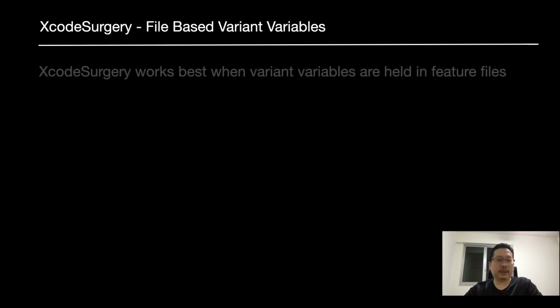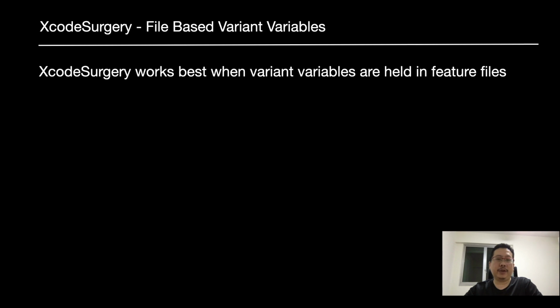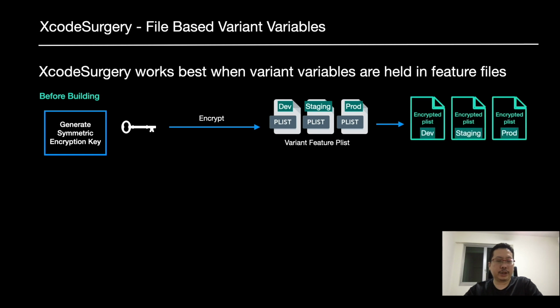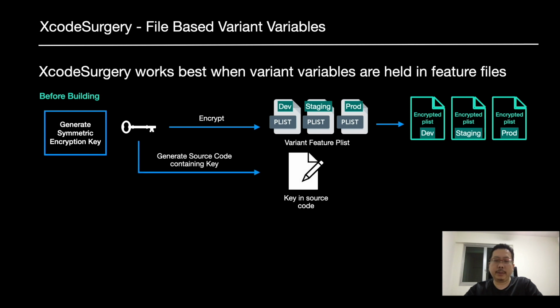XcodeSurgery works best when variant variables are held in feature files. Here's my humble suggestion on one way of achieving this. Firstly, migrate all variant variables like domain instances and feature toggles to a file such as a plist. Then before starting the build, generate a random symmetric encryption key and use that key to encrypt the feature files. Next, generate source code containing the encryption key so that the app can use the same key to decrypt the encrypted feature files.